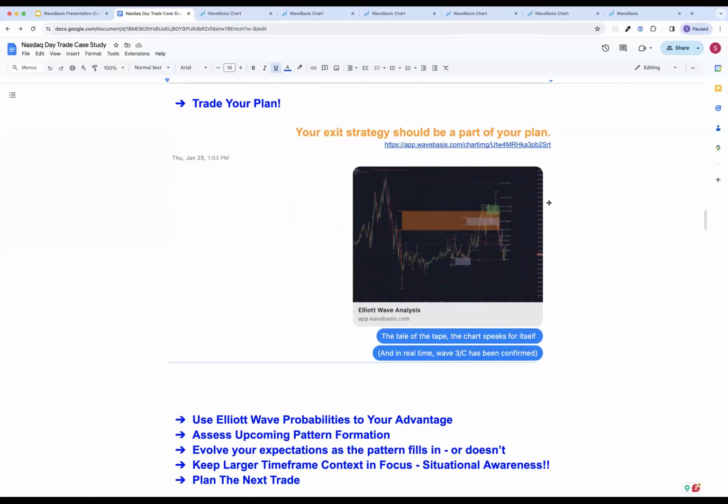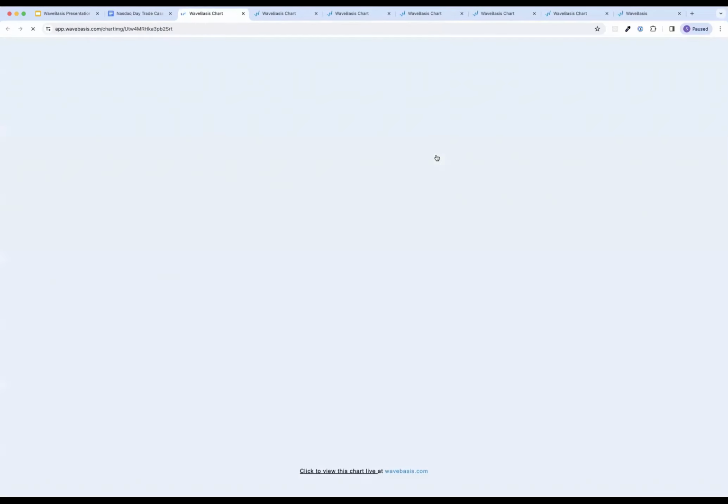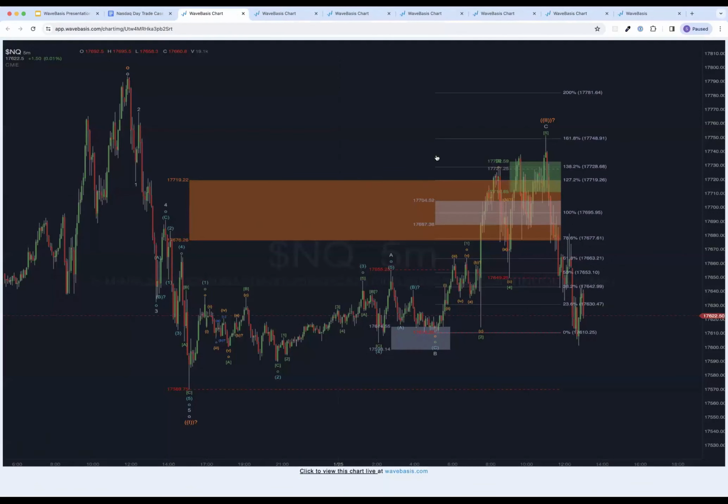So trade your plan. Sure enough, we both, and at the time I wasn't really focused on trading at all, but he sucked me into this. I saw it, so I said, I'll take a trade here. So we entered it somewhere in here.